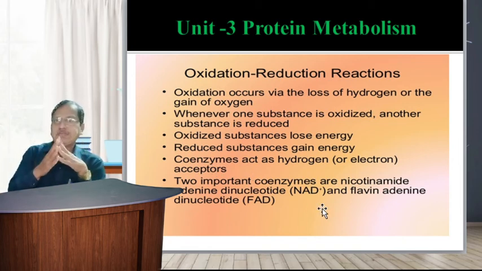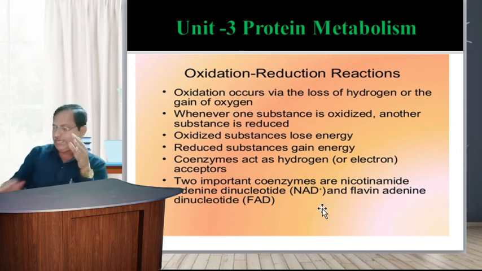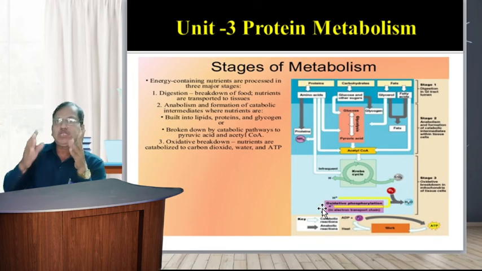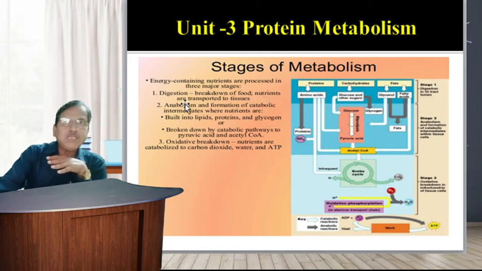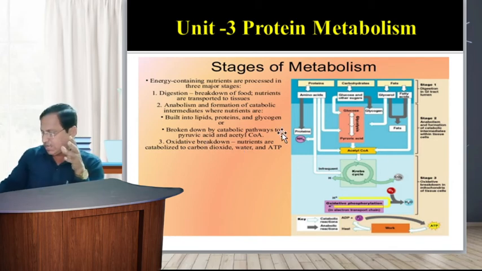Two important coenzymes are nicotinamide adenine dinucleotide, NAD, and flavin adenine dinucleotide, FAD, as the most important products to get energy by living organisms. So these are the stages of metabolism: energy-containing nutrients are processed in three major parts, that is digestion, anabolism, and formation of catabolic intermediates, whereas the nutrients are broken down by the catabolic pathway, which takes place by the oxidative breakdown. The reaction is seen in the schematic representation.